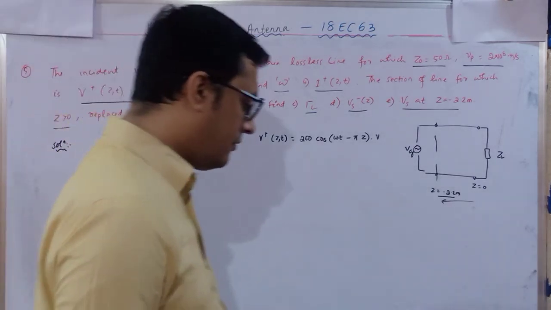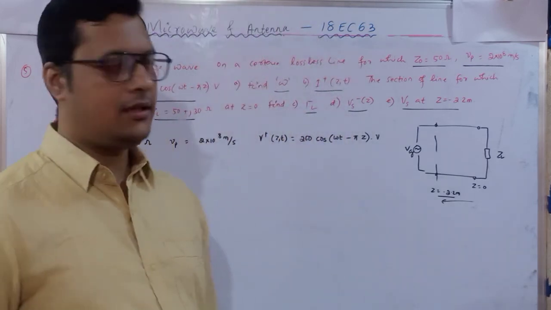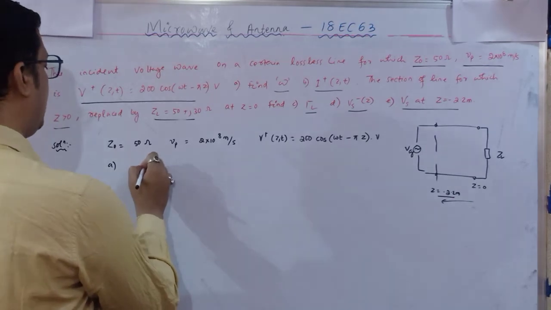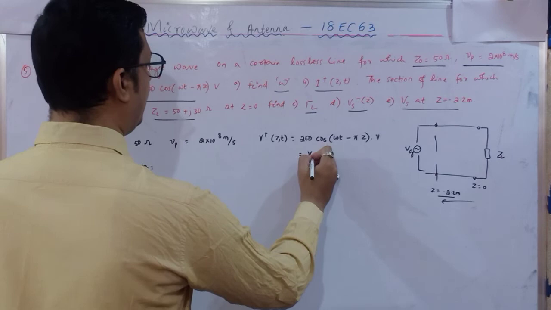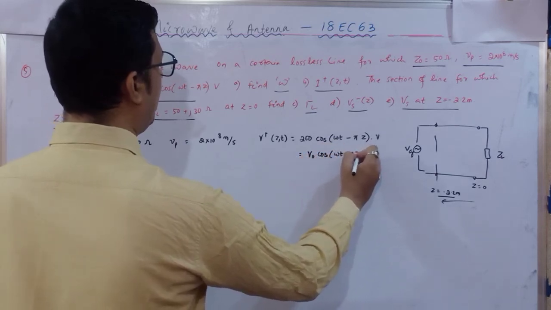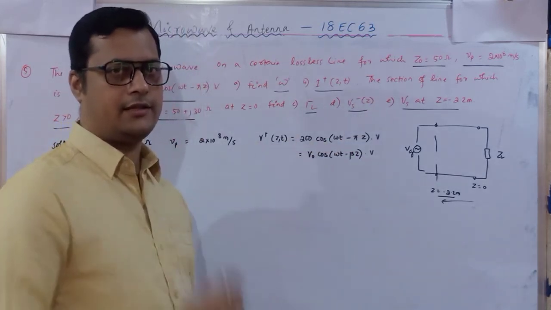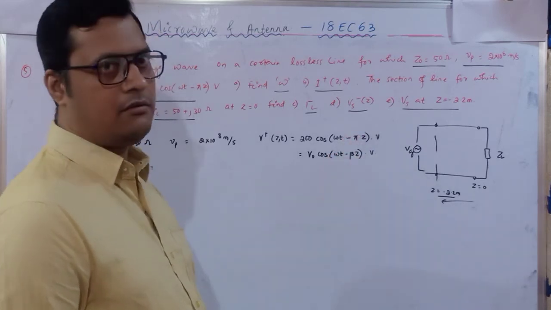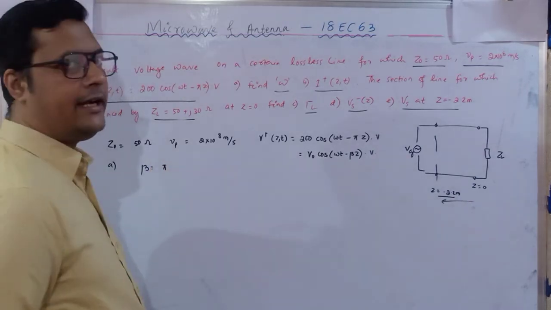So omega we have to determine. How to determine the omega? First we have the beta value. From this equation you may remember that this is V naught cos omega t minus beta z volt. Minus z means positive direction, the wave is propagating. Now here this is beta. What is the value of beta? Beta value is pi, so it is pi radian per meter.